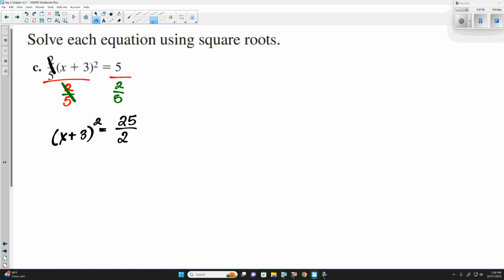Now, is our term being squared by itself? What is being multiplied, divided, added, or subtracted to it? So what's our term being squared?